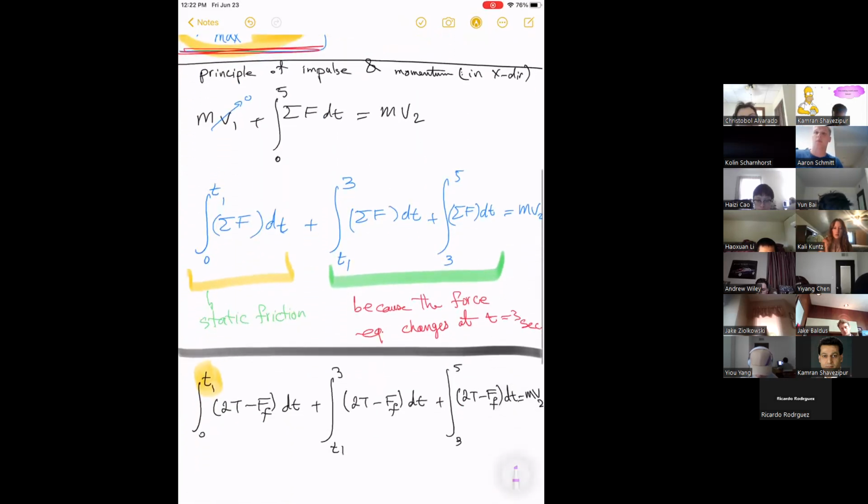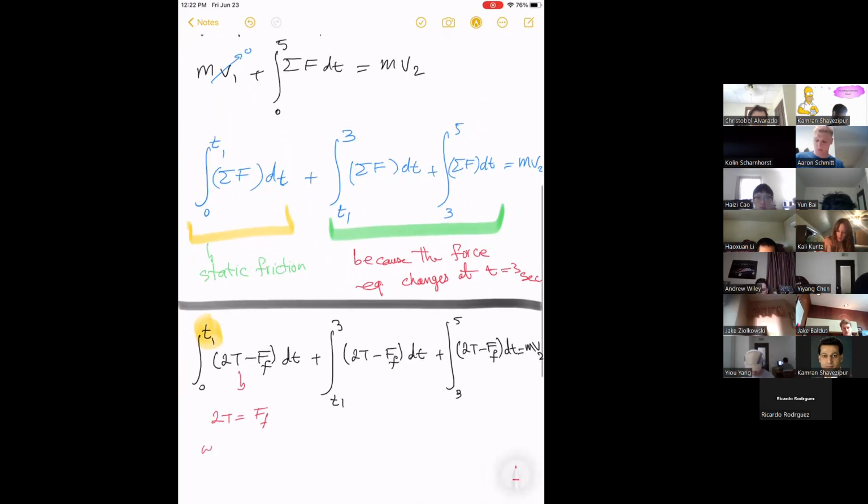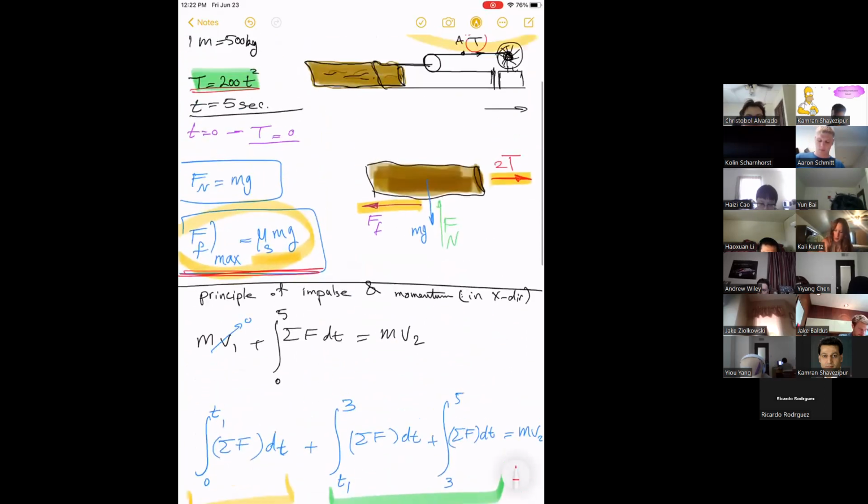So technically, here, if you look at this, 2T equals friction force when the log does not move, which makes the whole thing 0. Right? Do you guys follow? You push and pull is not moving, so the two forces balance each other. After here, now let's find how much is T1.